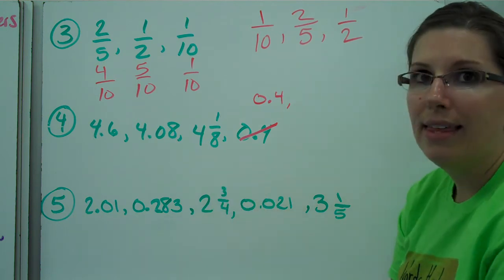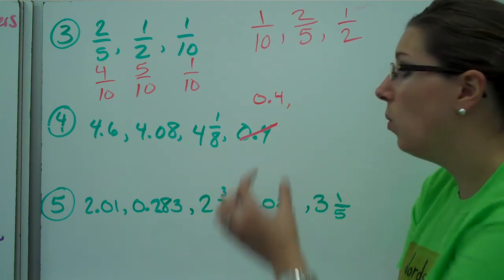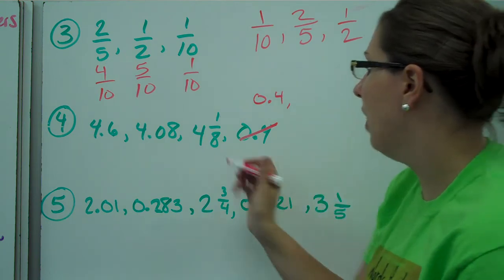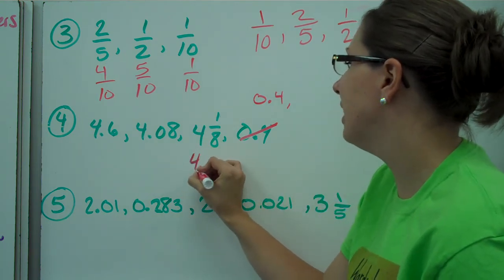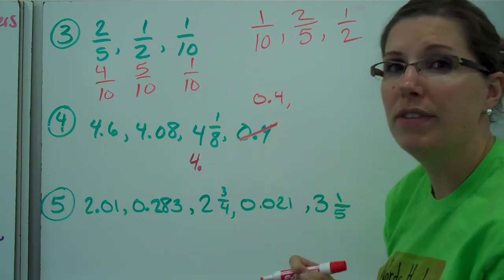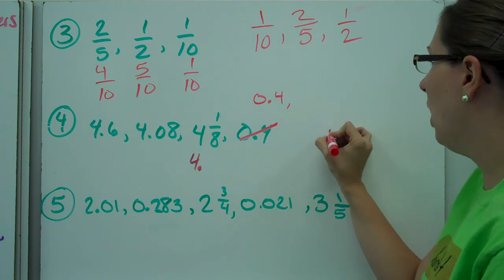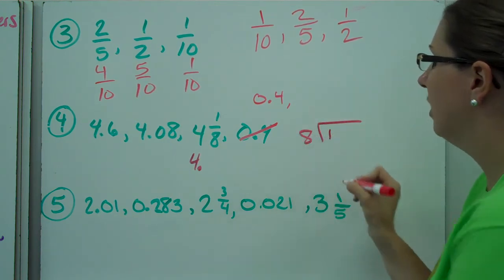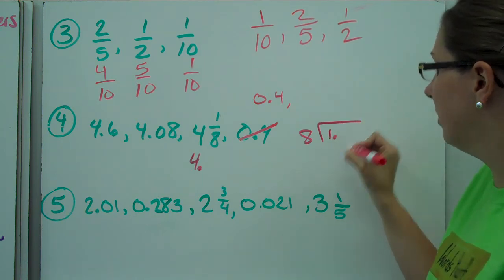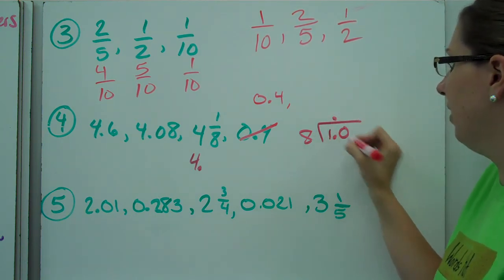4 1/8. I'm going to have to convert the 1/8 part to a decimal. I know that when I rewrite this, it's going to be 4 point something. I need to figure out what that something is. So I'm going to do long division. Okay? So I've got 1 divided by 8. That's what that means. So I need to add a decimal, bring it up, add a 0.